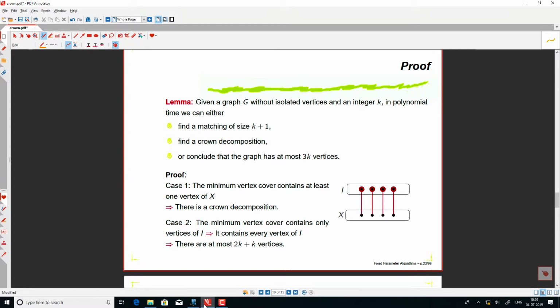Can you summarize the kernel? What do we do? So I give you a graph G and k. What do I do? Delete isolated vertices, neighbors of pendant vertices, apply this lemma on the reduced graph. If you find a matching of size k plus 1, you say no. If you find a crown, delete H, delete C, and recurse on the remaining graph. Continue, right? That's another rule. And if you keep applying this, eventually when you stop, your graph will have at most 3k vertices, or along the way, you would have said a no answer to the question. You would have solved the problem.